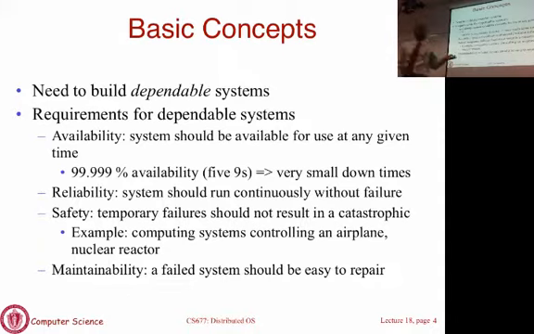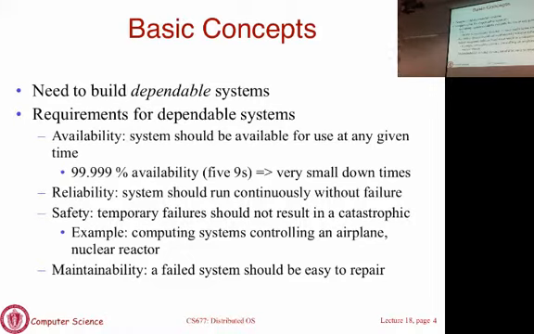So what that means is individual components can fail, but there is redundancy in the system so that other components take over the task. So some components failing doesn't cause a catastrophic failure of the entire system going down. And then maintainability is not a very quantifiable metric, but it basically says a failed system should be easy to repair.